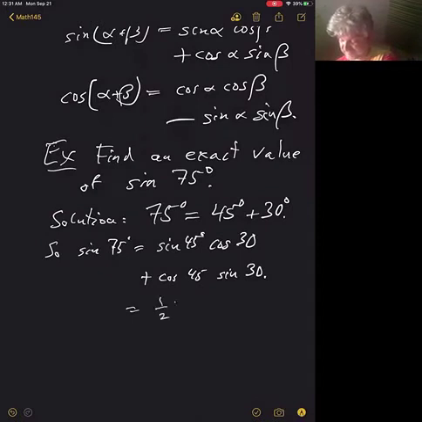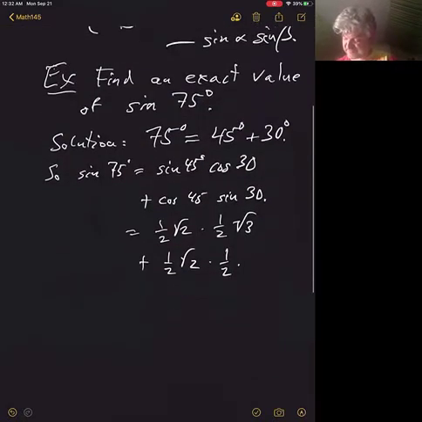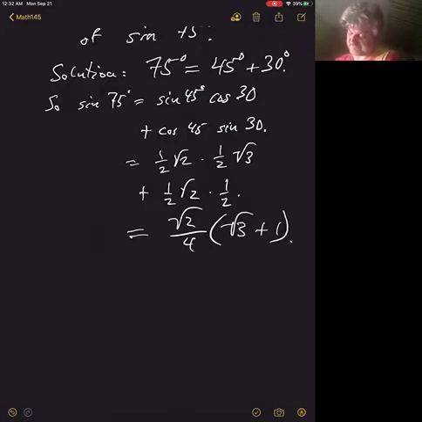This is 1/2 square root 2 times 1/2 square root 3 plus 1/2 square root 2 times 1/2. And you can factor out square root 2 over 4, of course. What's left? Square root 3 plus 1. It's a nice formula. It's an exact value. Of course, anyone can type that into a calculator, but we got something extra that we did not know before. So that's kind of nice.